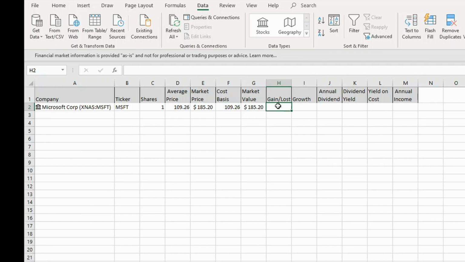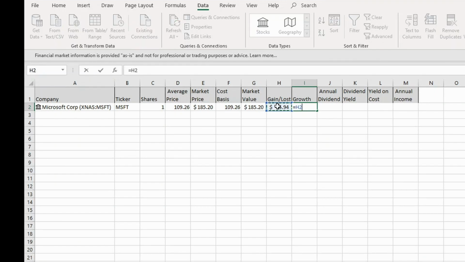The next one is your gain and loss. All your gain and loss is comparing your market value minus your cost basis. And boom, that's it. And then your growth is taking your gain/loss divided by your market value, and that tells you the growth.